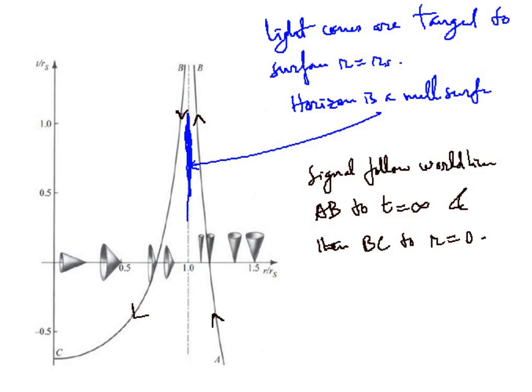So, from the point of view of an astronaut in free fall in the vicinity of r equal to rs, no such slowing down occurs. The signal always has the speed of light relative to him. The signal and the astronaut both cross the black hole in a finite proper time.